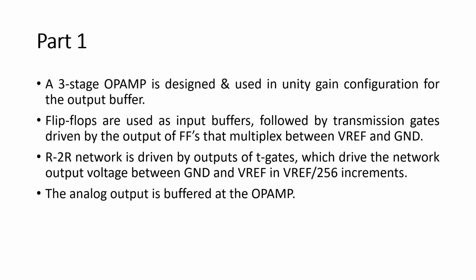For this first part, I designed the op-amp first and configured it in unity gain configuration. I used default flip-flops of XFAB XC06 and connected them to transmission gates that are driven by the outputs of the flip-flops. These multiplex between VREF and ground voltages, which is then fed into the R2R network so that the analog output can be changed accordingly, and then it is buffered at the op-amp.